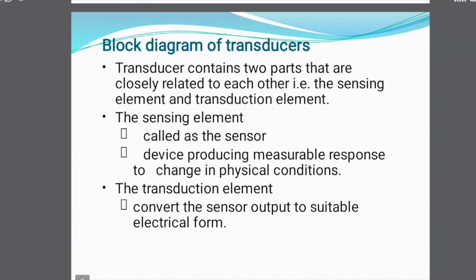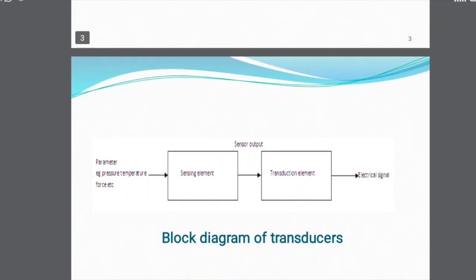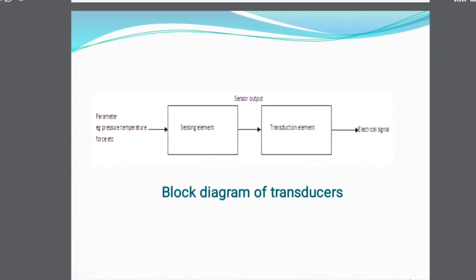Block diagram of transducer. Transducer contains two parts that are closely related to each other, that is the sensing element and transduction element. The sensing element, called the sensor, is a device producing a measurable response to change in physical condition. The transduction element converts the sensor output to suitable electrical form. This is the block diagram of transducer, that is sensing element and transduction element, with parameters such as pressure, temperature, force, etc. The sensing element gives the sensor output, and the sensor output is given to the transduction element, which will produce an electric signal.